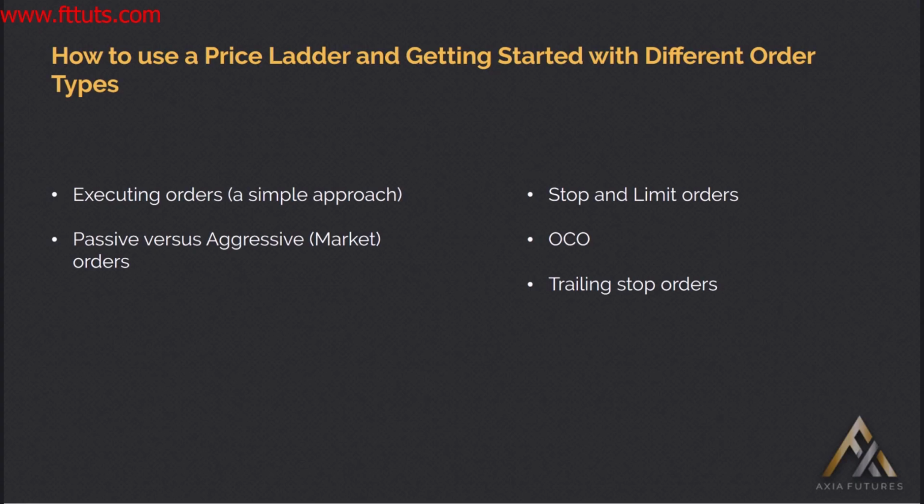The whole purpose of the exercise is really to understand the different types of orders and how you're going to execute them. So importantly, we're going to be looking at executing orders, a simple approach in the videos, looking at passive versus aggressive market orders. A passive order is normally when you're not going in at market, so you just put an order entry waiting to be filled either on the buy side or on the sell side.